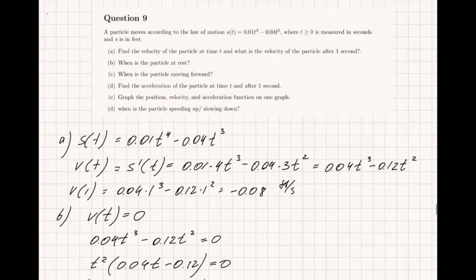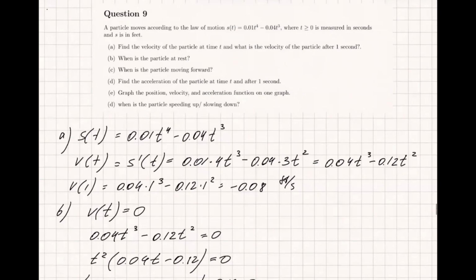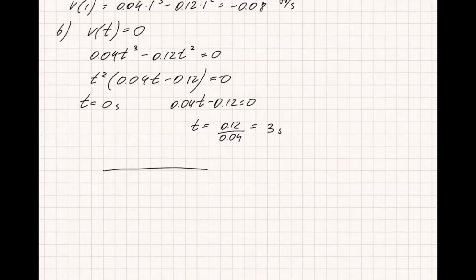Now, part C is when is the particle moving forward? So what we have here essentially is t equals 0 and t equals 3.